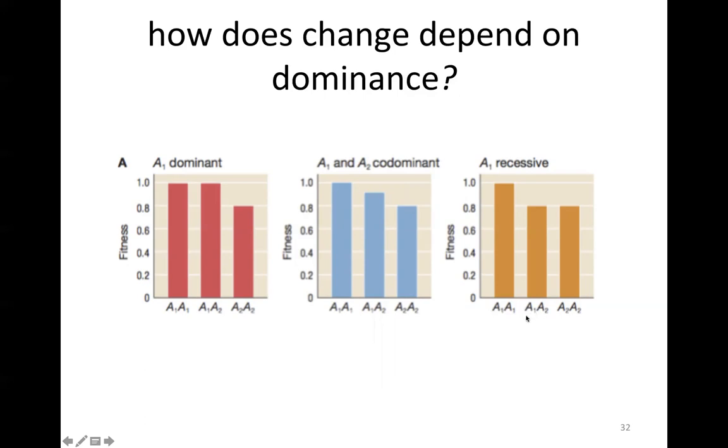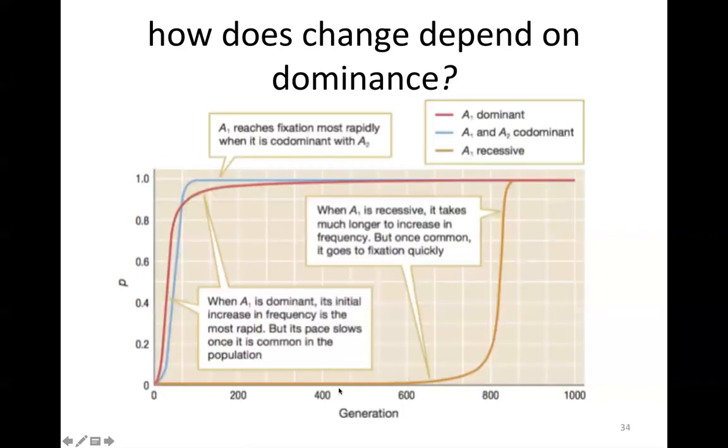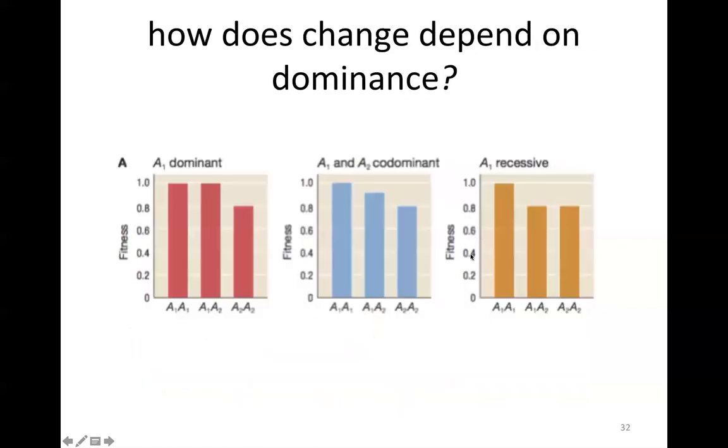Otherwise, the beneficial effect of A1 will be hidden behind the low fitness effect of A2. And so it will take a long time for the beneficial allele to show its effect and increase in frequency. But once it starts spreading, it will increase very fast, and then it will fix very fast because the A2 allele cannot hide behind these ones that have much higher fitness.